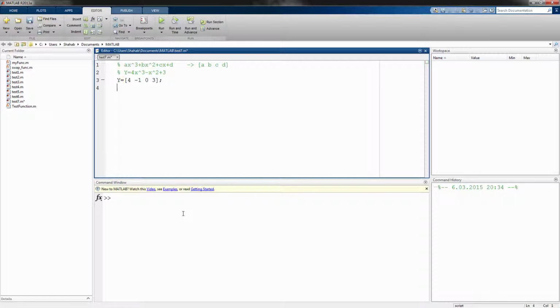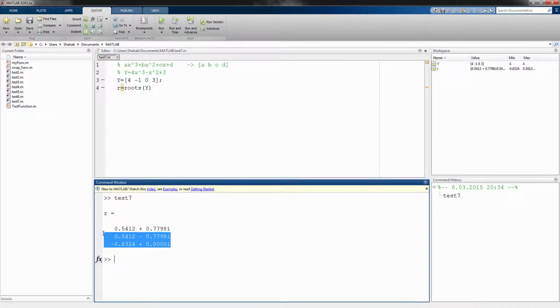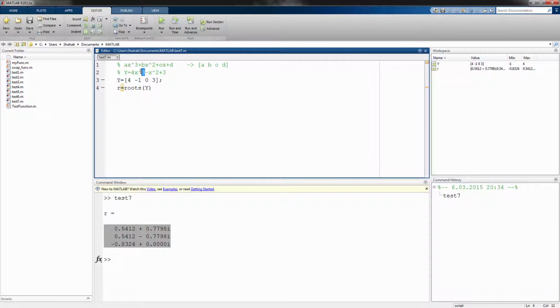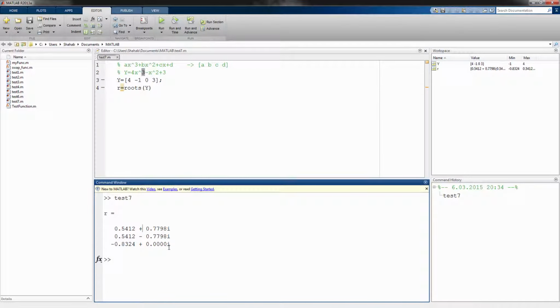Let's say we want to find the roots of this polynomial. I say r is equal to roots of y. Now if I run it, it tells me that we have 3 roots. We were expecting that because we had the order of 3. If we have order n, we will have n roots. They can be repeated, but we will have n roots. Here the roots are given, and as you can see, 2 of them are complex and 1 of them is a real number.